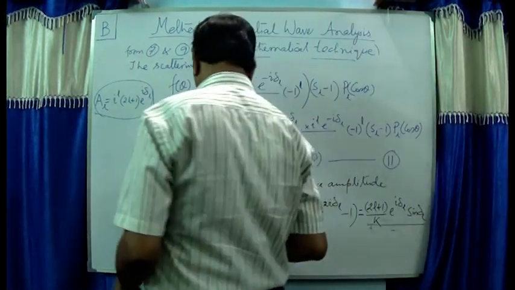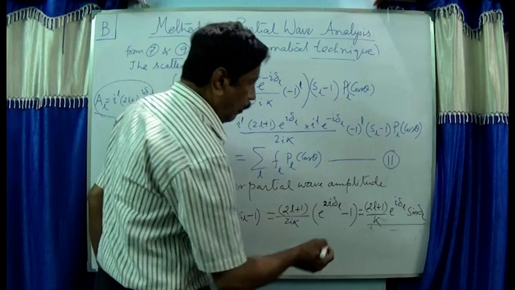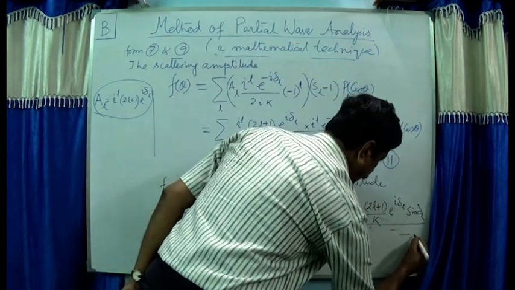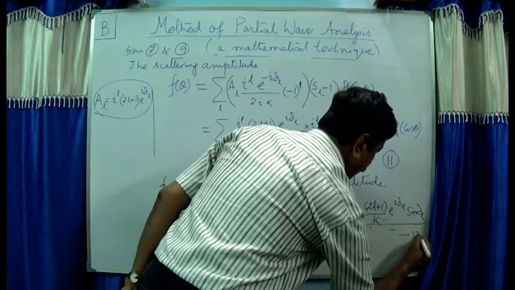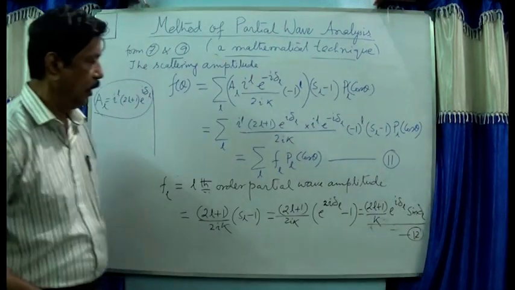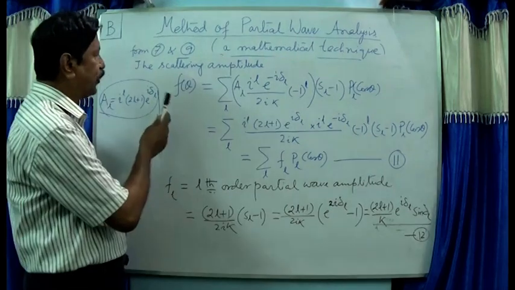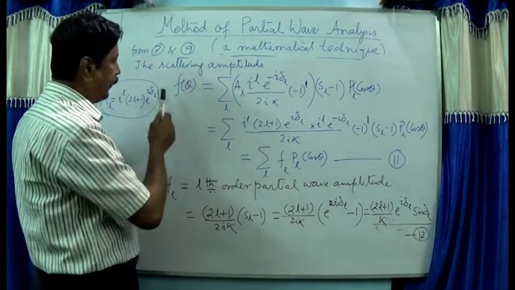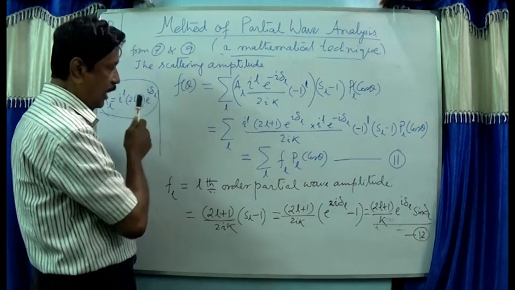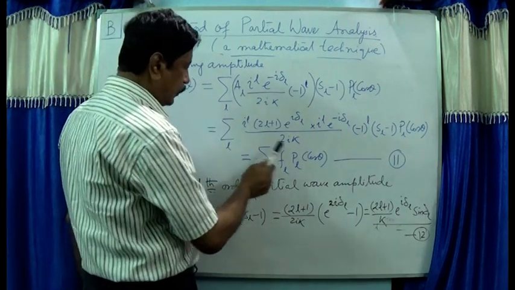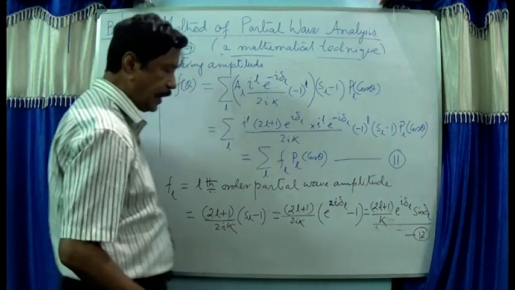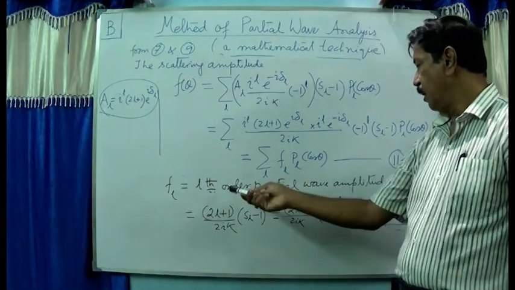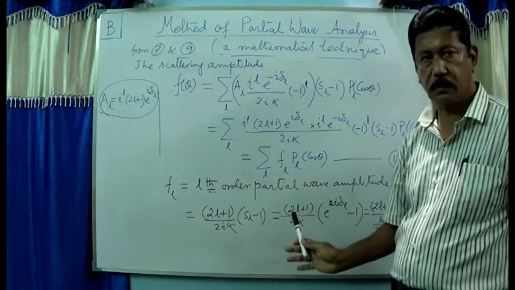So this is the expression for your partial wave amplitudes. Let it be noted as expression 12. The most important part of this derivation is that f theta is now related to an infinite series summation over partial wave amplitudes, right?